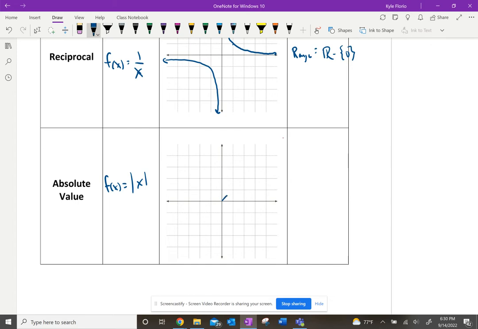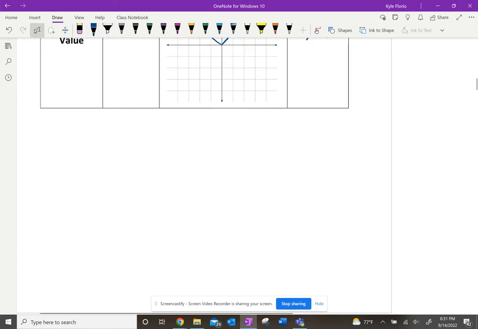That's the V-shaped graph. When you have positive inputs, it's just going to look like y equals x. When you have negative inputs, instead of being down here, it's going to be flipped above the x-axis and maintain those positive values. So you can take any number you want and make it positive, whether it's positive or negative. So the domain is going to be all real numbers. The range, though, you're only going to get positive numbers out of this. So you can get 0 or bigger. So 0 to infinity.